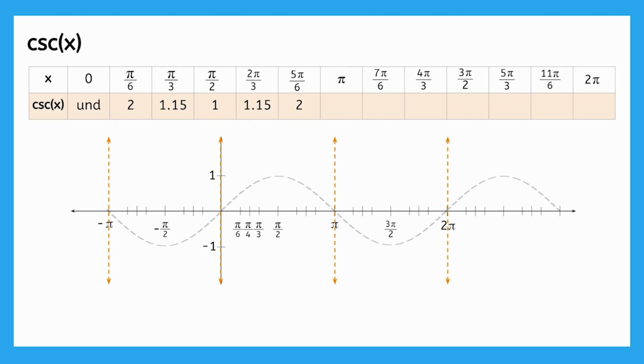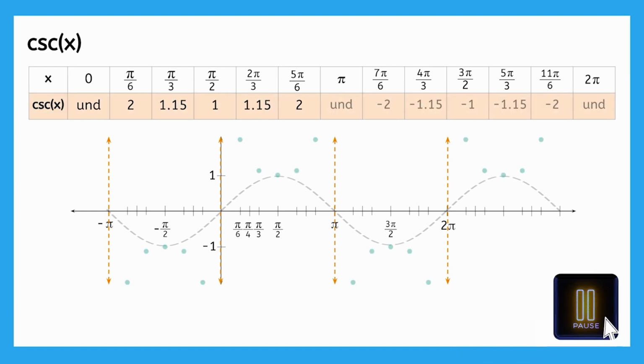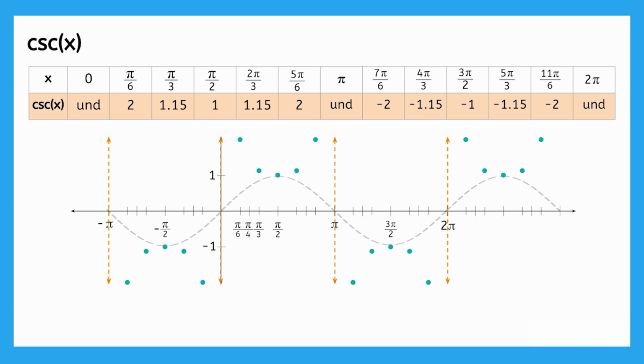Next, let's use a table of values to plot some points for the cosecant graph. Pause the video, complete the table of values for pi to 2 pi, and then plot the points from the table onto this graph. What do you notice about the values of cosecant in relation to the sine function? I notice that the minimum point of the cosecant function is the maximum point for the sine function, and vice versa. What will the function cosecant do between x equals 0 and x equals pi as it approaches these asymptotes?